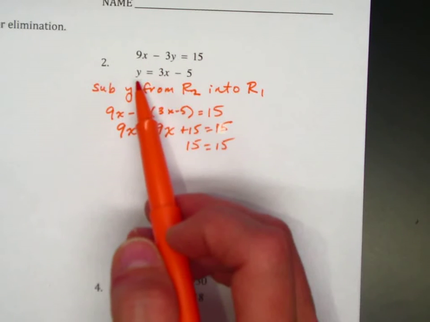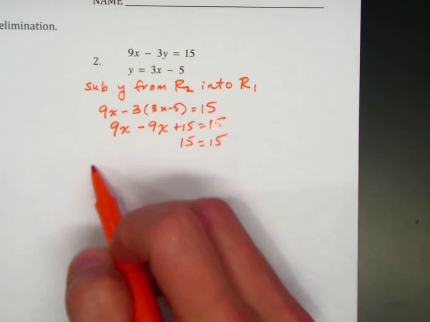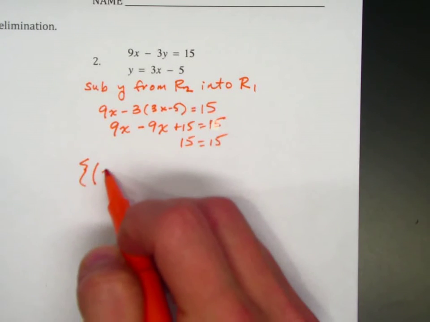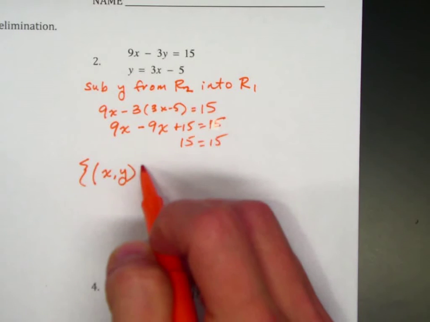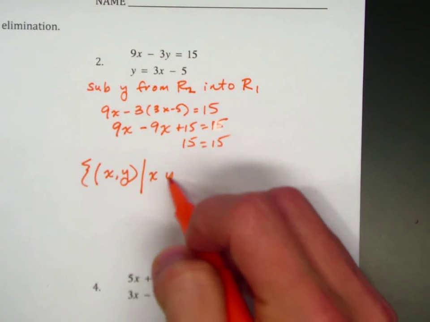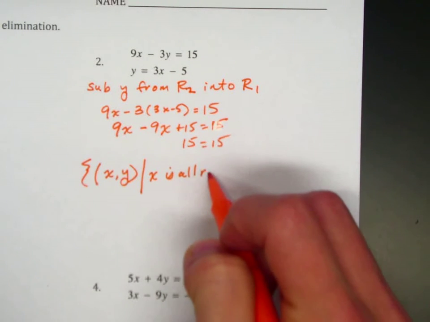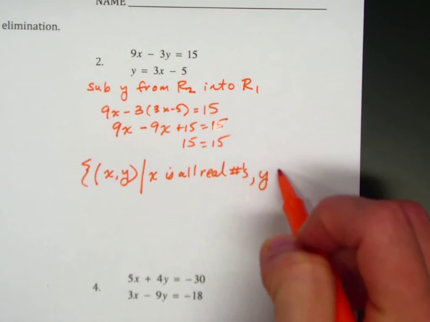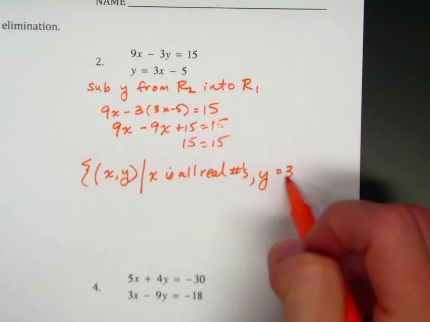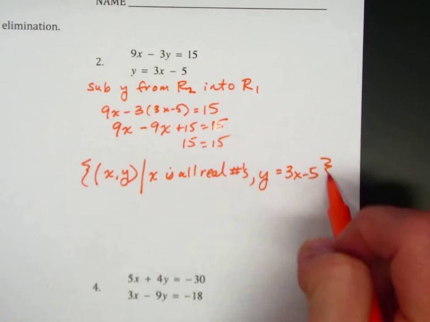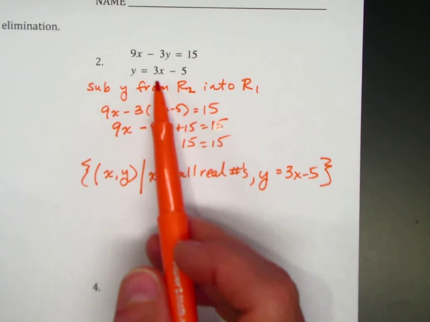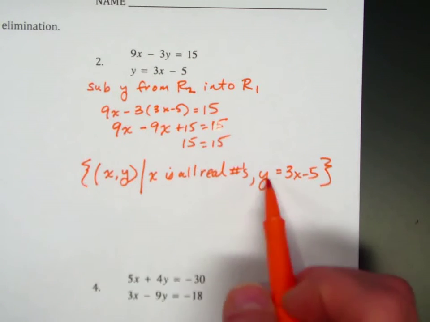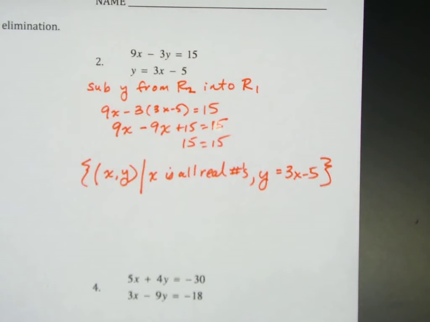Here, y is already solved for. So what I would do, I would say it's going to be all the ordered pairs x, y, such that x is all real numbers and y is 3x minus 5. Okay, if x had been solved for instead, I would have had x equals something in terms of y, and then I would have had y as all real numbers.